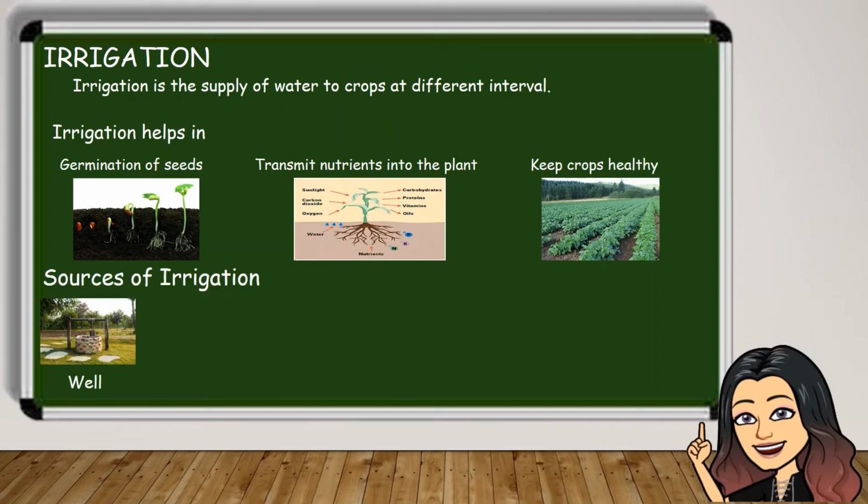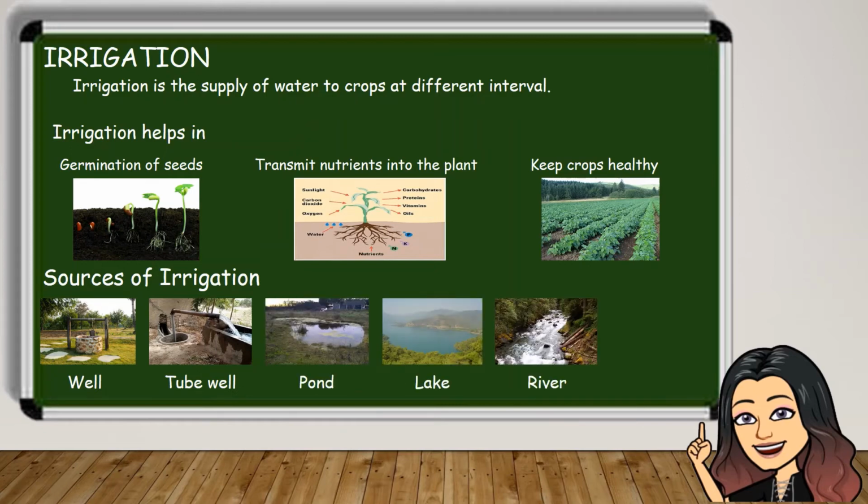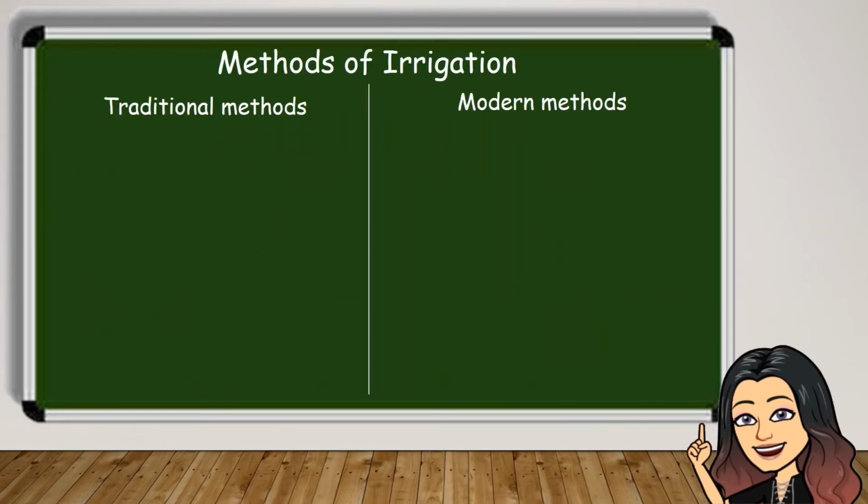Sources of irrigation: wells, tube wells, ponds, lakes, rivers, dams. As you know, there are many sources of water. But how can you provide the water to every plant? For this, there are two methods of irrigation: traditional methods and modern methods.